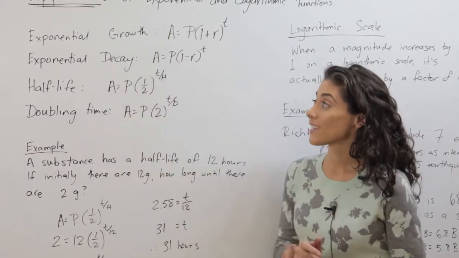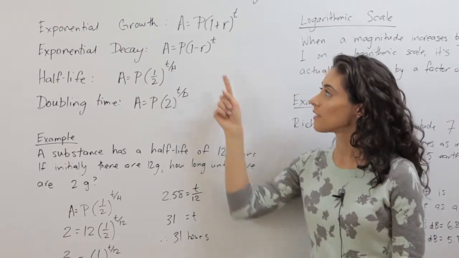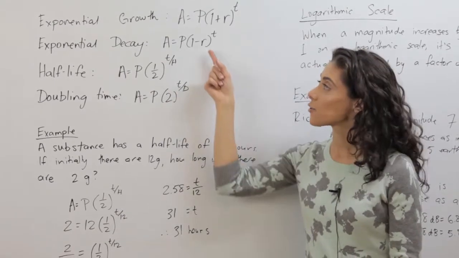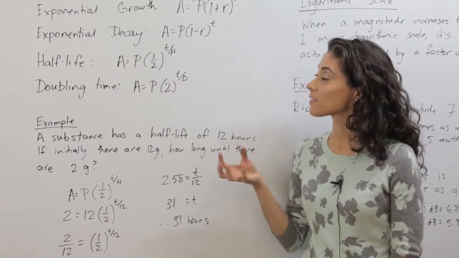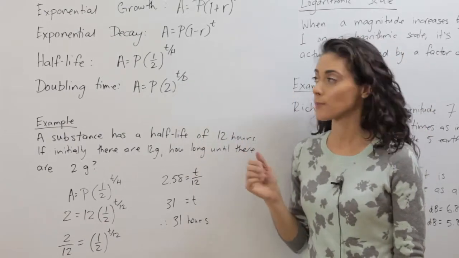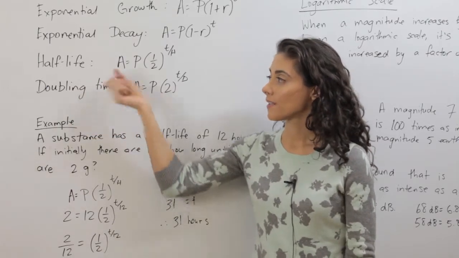This is exponential decay, something that is decreasing. If you have r, some rate of decay, we can find the base by taking 1 take away r. Now your base is going to be less than 1. When your base is less than 1, you've got a decreasing function. That models exponential decay.